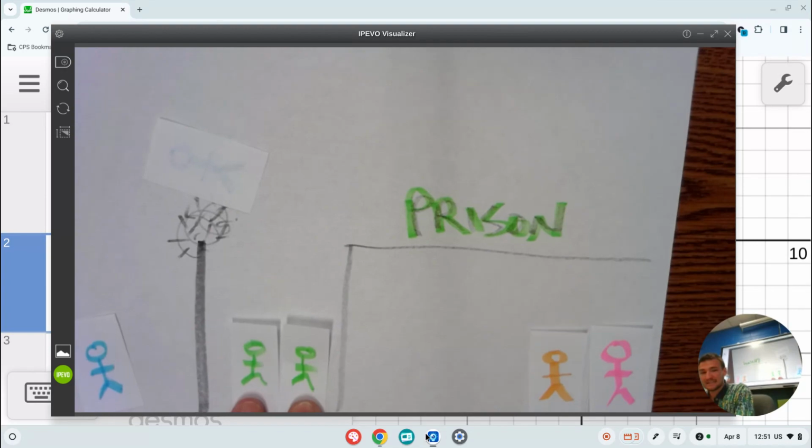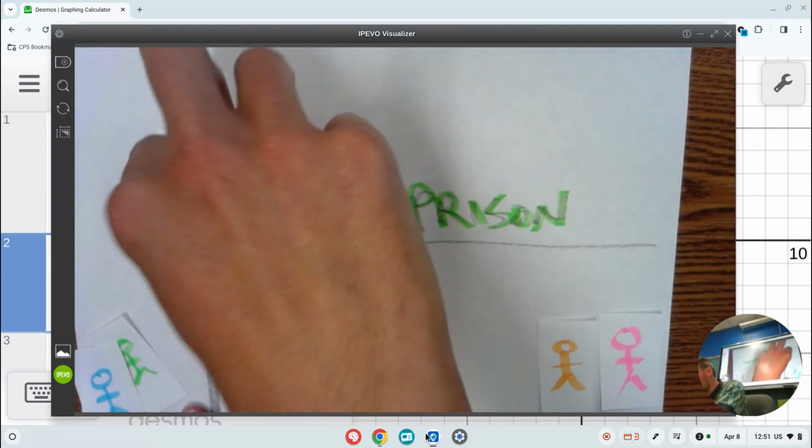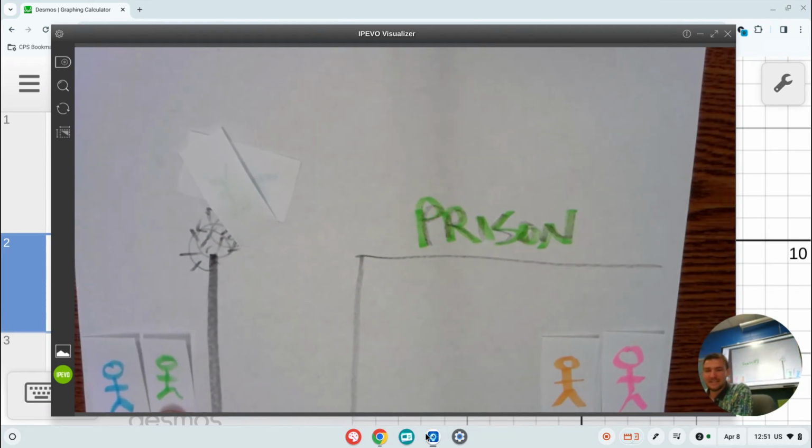Green will try next. They'll try to break out of jail. Every time, one person will get out.